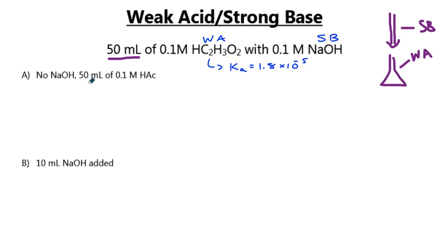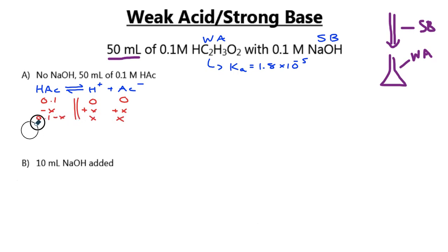So for this first one, if I just have 50 mLs of a 0.1 molar solution of a weak acid, that is a classic weak acid problem. I have my dissociation equation, with 0.1 molar initially, and 0, 0. I hope a lot of you look at this and go, oh, that is going to be x squared over initial minus x equaling my Ka. And we'll take a look at that.